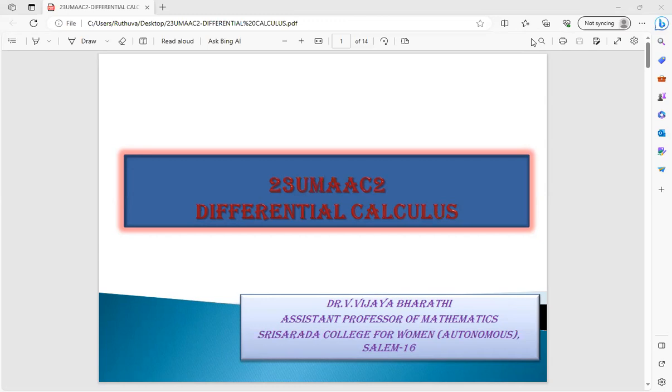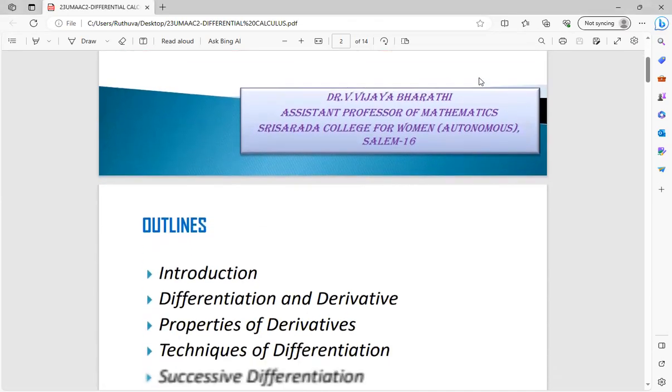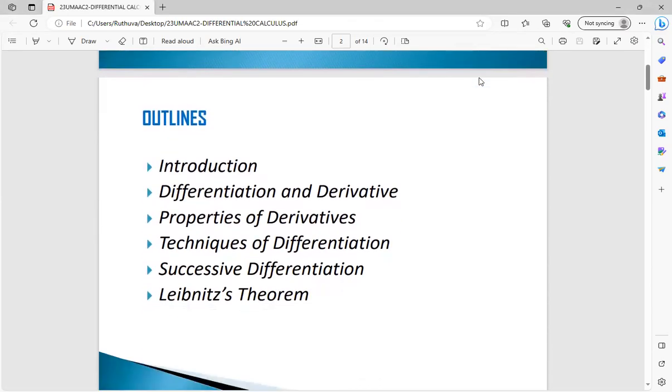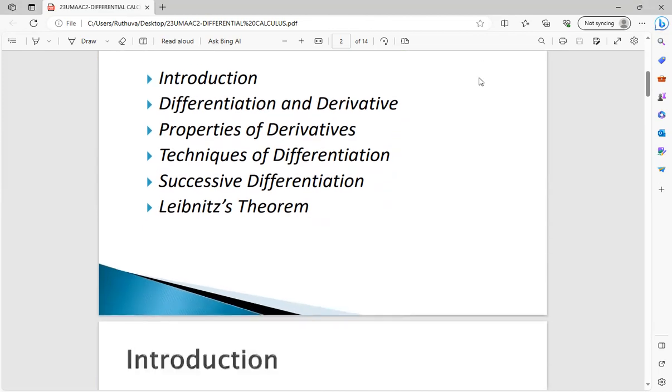Now I am going to take differential calculus. Differential calculus plays a very important role in the branch of mathematics. Here I am going to talk about the introduction to differentiation, what is meant by differentiation and what is meant by derivatives. Then I'm going to take the properties of the derivatives. Fourth, the techniques used for differentiation. Then what is meant by successive differentiation. And finally, what is meant by Leibniz theorem.